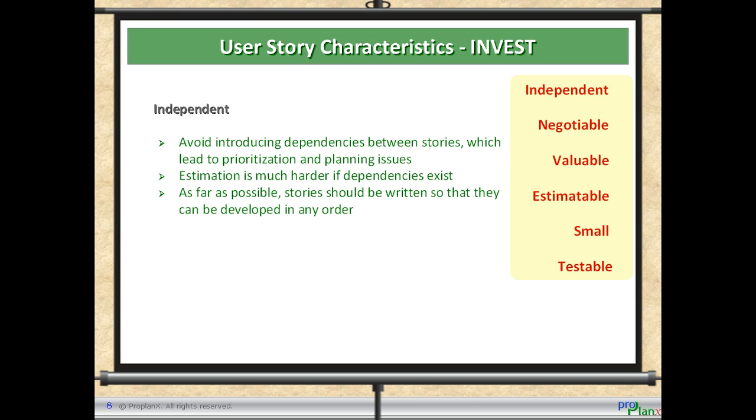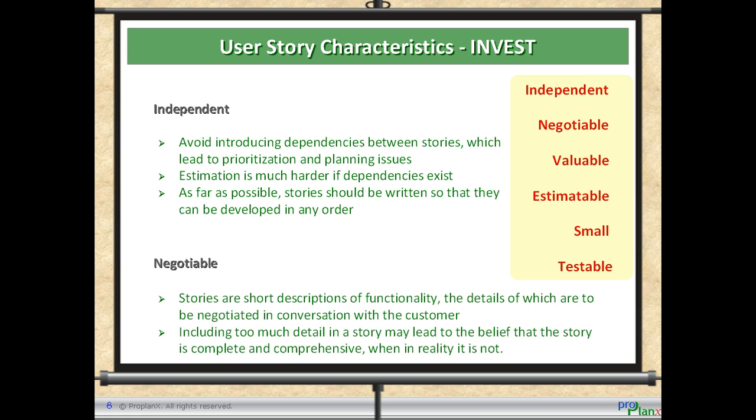Estimation becomes that much harder if dependencies exist. Stories should be loosely coupled so that they can be developed in any order. Negotiable. Clarity of the story comes through discussion with the customer and hence stories are negotiable. Stories are short descriptions of functionality, the details of which are to be negotiated in conversation with the customer.